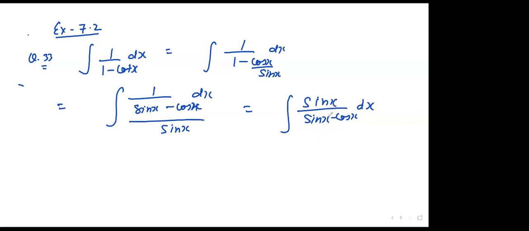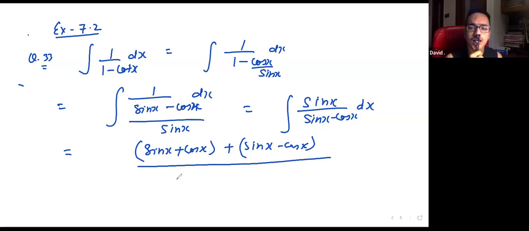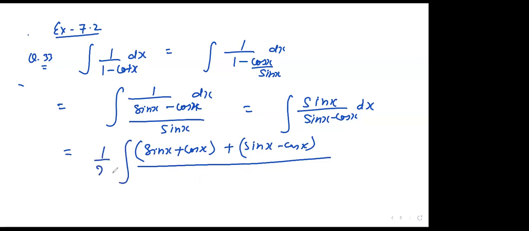So can we do one thing? Sine x plus cos x plus sine x minus cos x. But while doing this, we can see that we have two sine x, isn't it? So if we take 1 over 2 outside, now observe the step that we have done. Observe the step carefully and then tell me what we have done and are we able to do this? Is it a valid step or not?